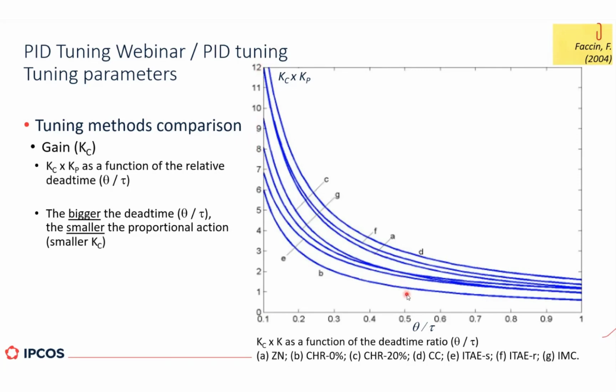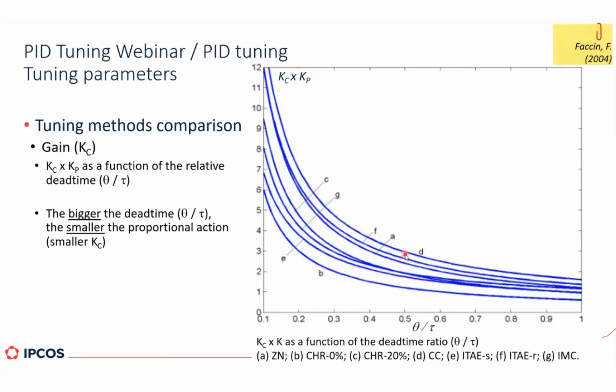And we see the same here when we have a relative dead time of 0.5, let's say. So the dead time is half the size of the time constant. And we can see that we can find gains from 1 to 3.5 or almost 4. So yeah, the response will be very different if we choose this method here, B, for example, CHR, or if we are using D here, which is going to be more conservative.